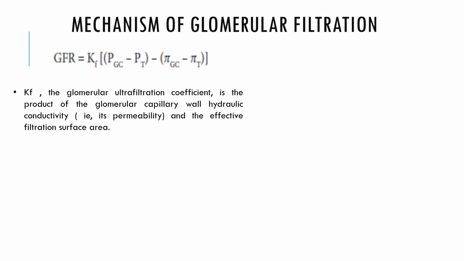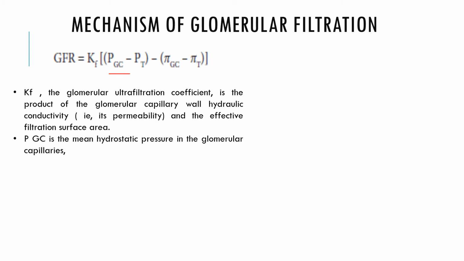Now, the mechanism of glomerular filtration. The factors governing the filtration across the glomerular capillaries can be explained by this equation. For every nephron, the GFR depends upon the Kf, that is the glomerular ultrafiltration coefficient. It is a product of the glomerular capillary wall hydraulic conductivity, that is the permeability of the membrane, and the effective filtration surface area.